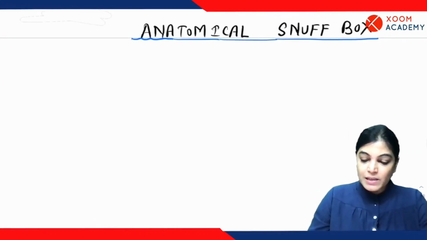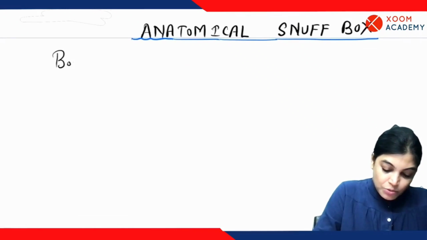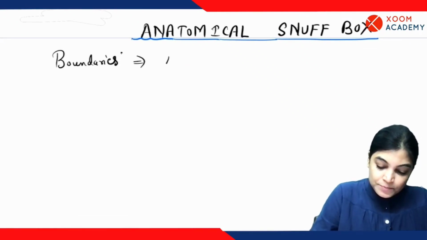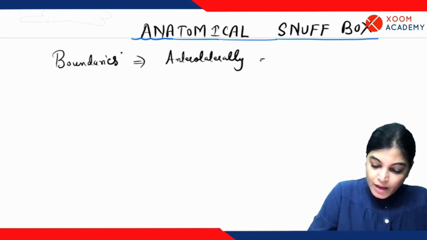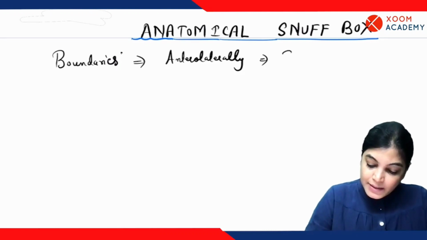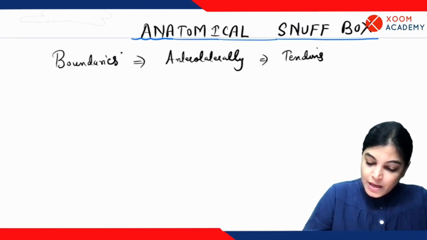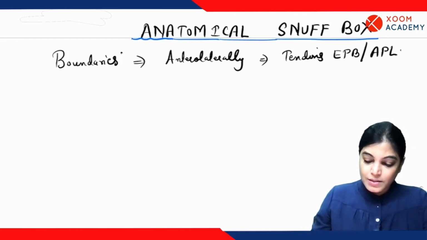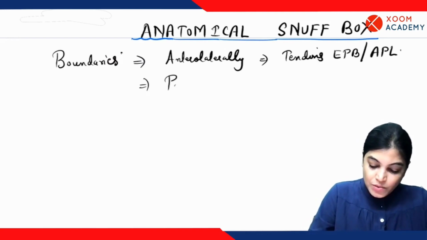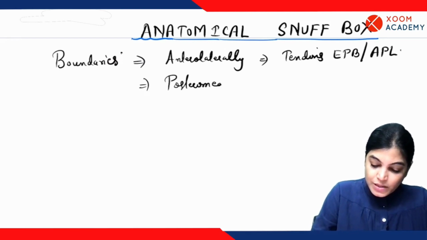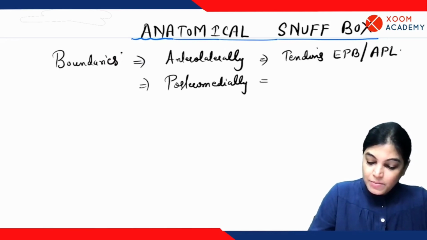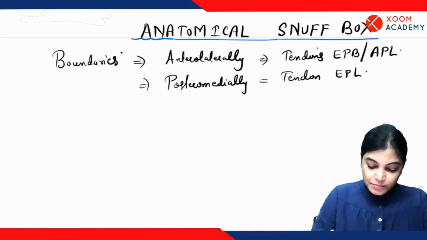So write down anatomical snuff box boundaries. When I am talking about the boundaries of anatomical snuff box, it is bounded anterolaterally by the tendons of extensor pollicis brevis and abductor pollicis longus. It is bounded posteromedially by the tendon of extensor pollicis longus.